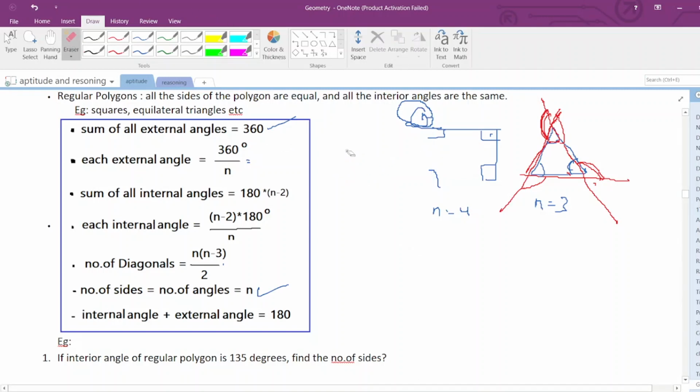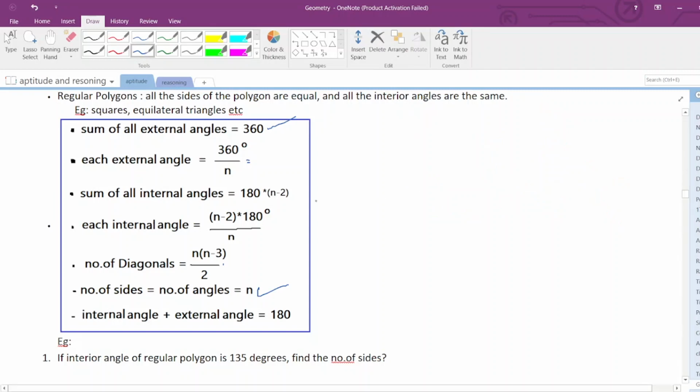Now let's discuss the internal angles. The sum of all internal angles is equal to 180 into n minus 2. For each internal angle, it is n minus 2 into 180, divided by n. In the same way, the number of diagonals is equal to n into n minus 3 by 2. In the same way, internal angle plus external angle is equal to 180. Let's understand better one after one.